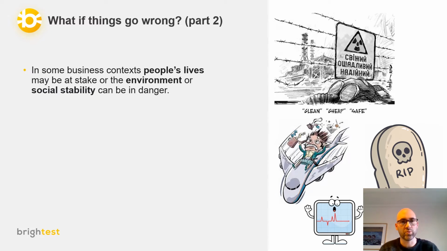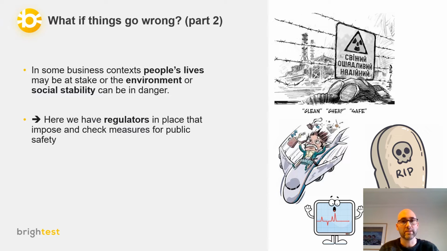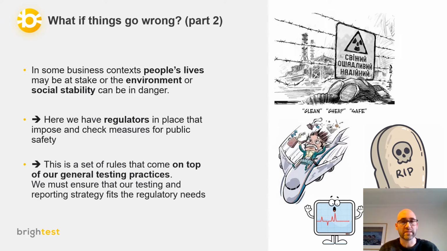Let's come back to the question, what if things go wrong, for the slides we just saw? In some business contexts, people's lives may be at stake, or the environment can be ruined, social stability can be in danger. In such cases, we have regulators in place that impose and check measures for public safety. It's a set of rules that come on top of general testing practices and procedures that companies have to apply. We must ensure that our testing and reporting strategy fits all of those regulatory needs.